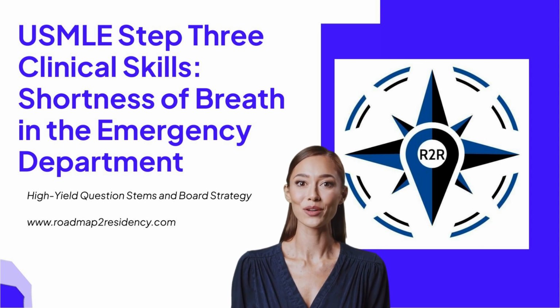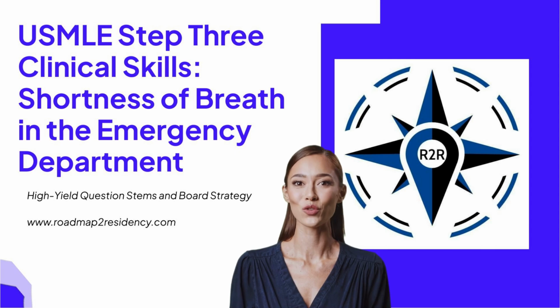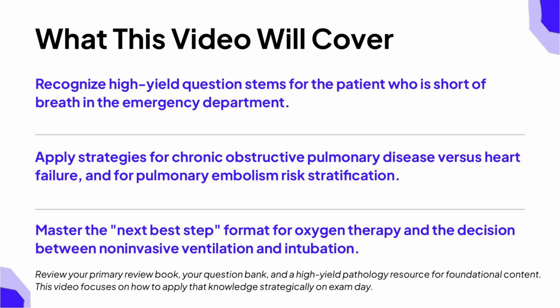Make sure you have reviewed the pulmonary and cardiology sections of your primary review book and your question bank before or alongside this video. Here is what we are going to cover today. First, we will recognize the high-yield question stems for the patient who is short of breath in the emergency department. Second, we will apply the strategy that splits chronic obstructive pulmonary disease from heart failure, and we will work through pulmonary embolism risk scoring with the Wells score and the rule-out criteria. Third, we will master the next best step format for oxygen targets and the decision between non-invasive ventilation and intubation.